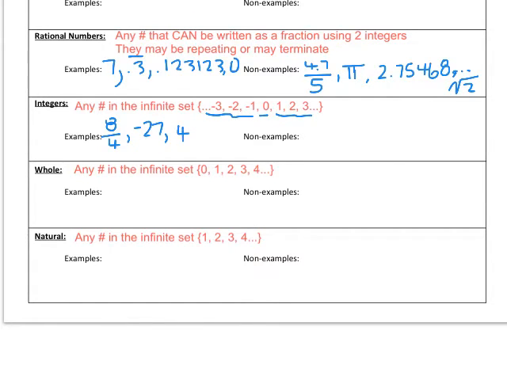Negative 27. Remember, negative numbers are included in integers. And then a number that looks like this, 4 to the second power, is 16, and that is part of the integer set.